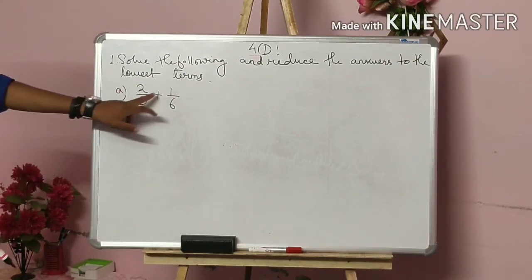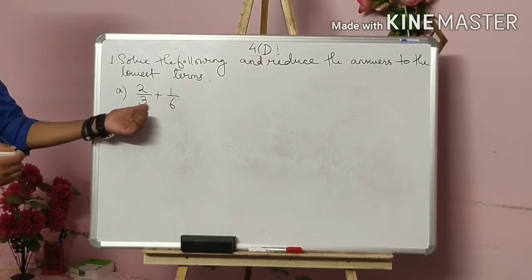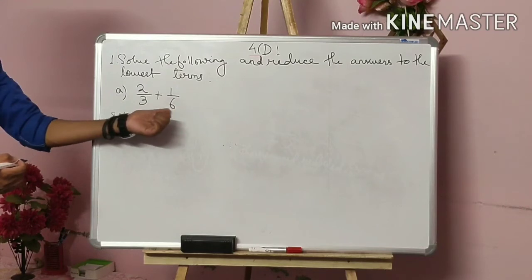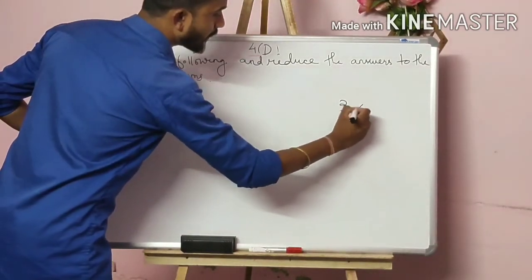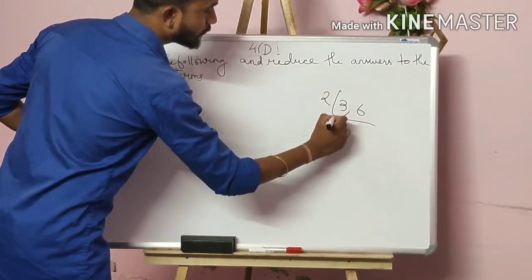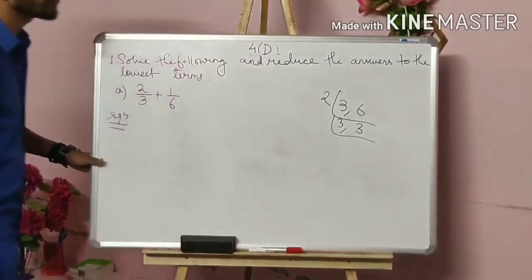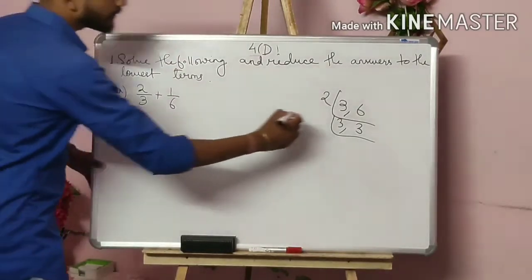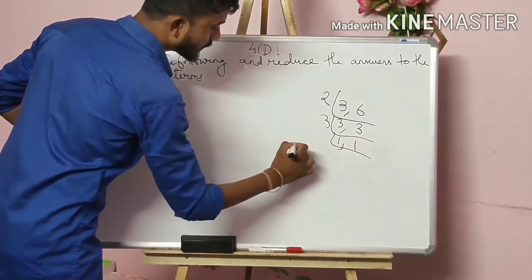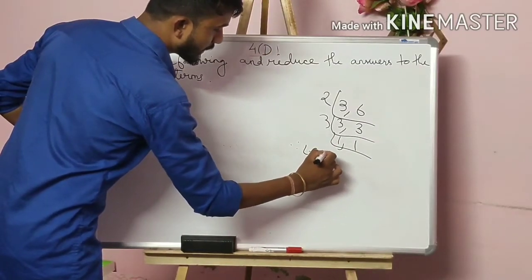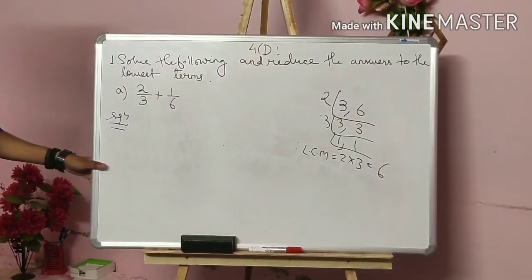You see, 2 by 3 and 1 by 6 is here. What you have to do, first of all, find the LCM of the denominators 3 and 6. So 3, 6. Find the LCM. I think with the help of 2 we can divide. So 3 will be here. 2 3s are 6, we have got. Again, what we have to do? Divide it by 3 to get the LCM. So therefore LCM is equal to 2 into 3. That means 2 3s are 6. We have got the LCM.